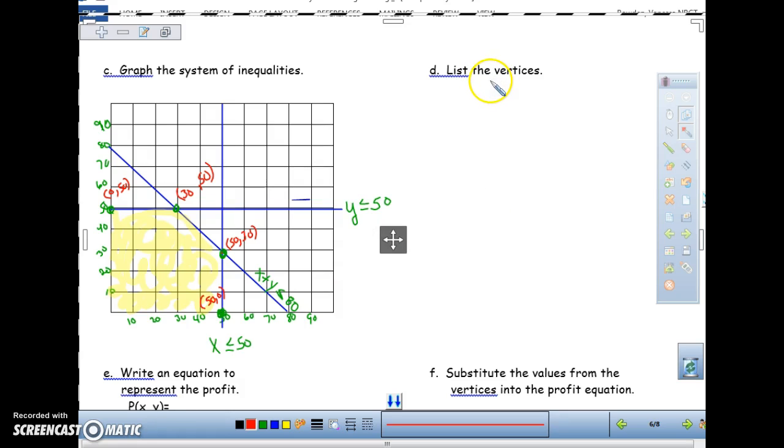Then we're going to write the profit equations. It says that she makes a profit of $40 on each pair of adult skates. So we have 40x, since we let x be the number of adults, plus 20 on each child. So $20 on each child's skate.